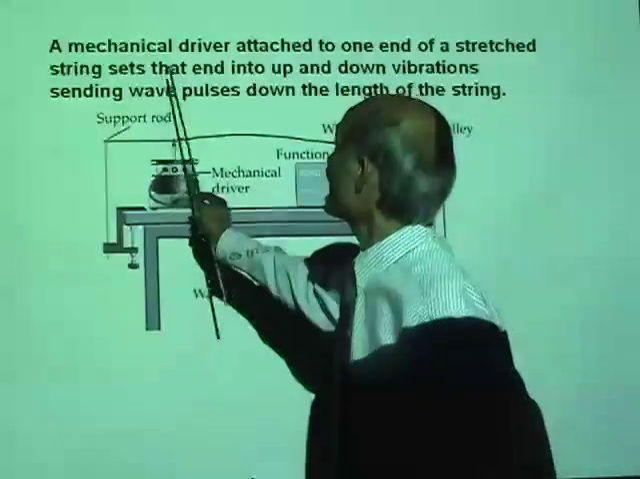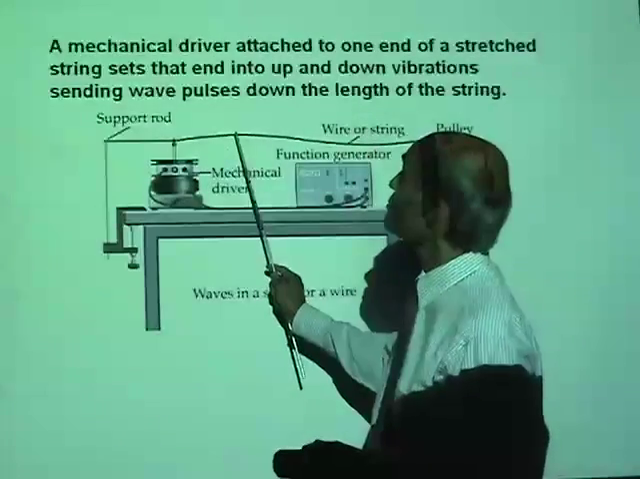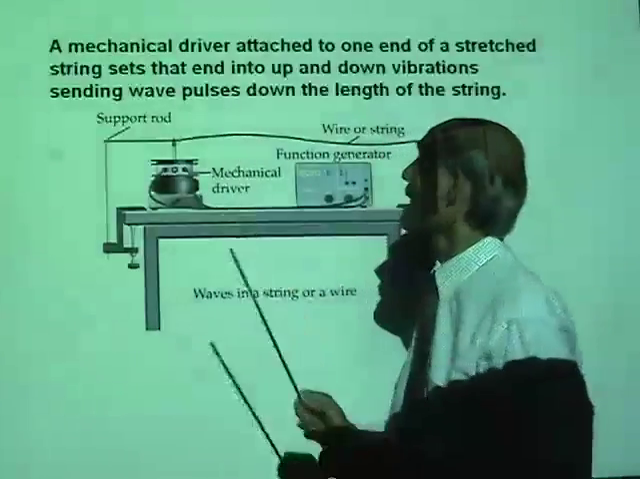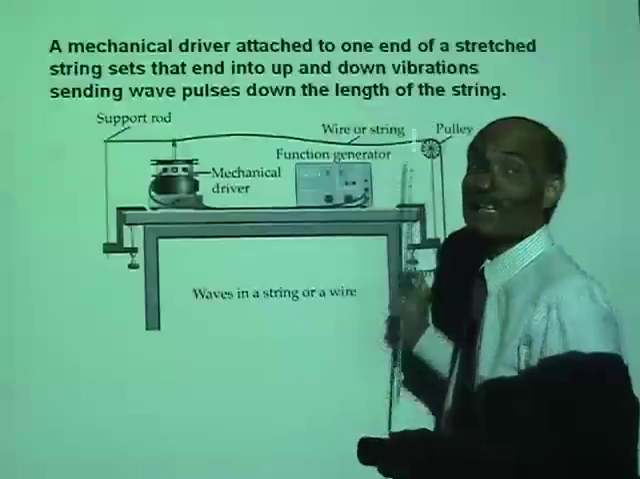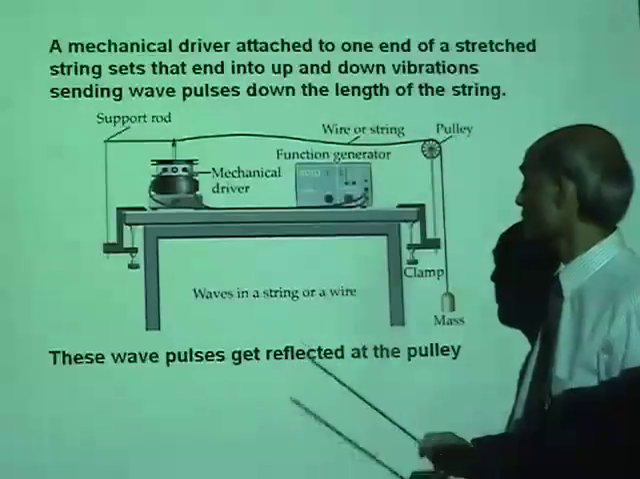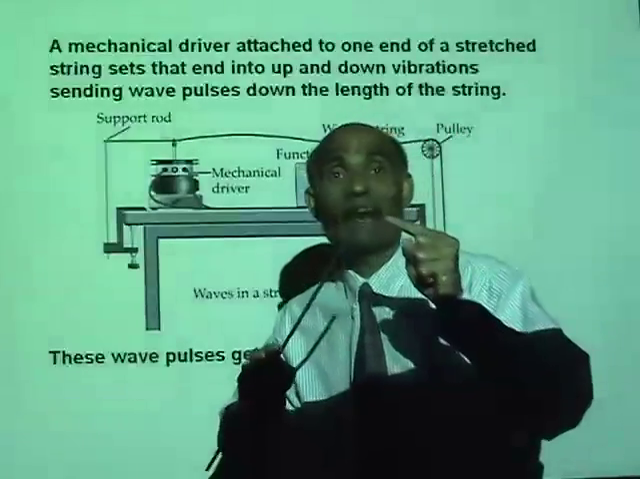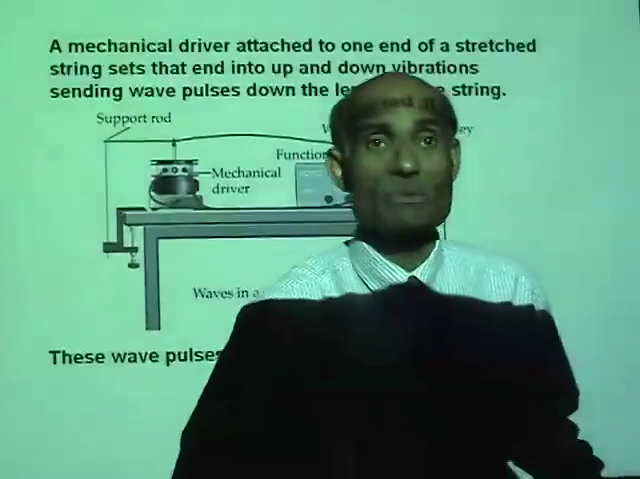Well, a mechanical driver attached to one end of a stretched string sets that end into up and down vibrations, sending wave pulses down the length of the string. Now these wave pulses get reflected at the pulley. That means you have an advancing wave and a reflected wave.